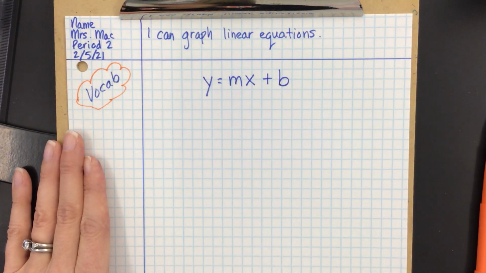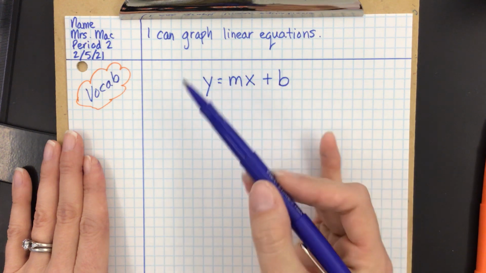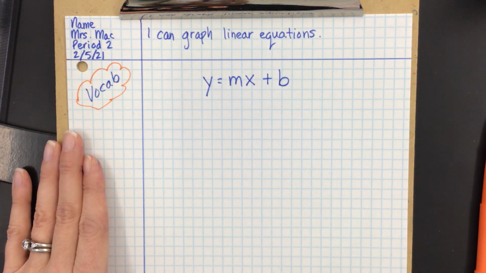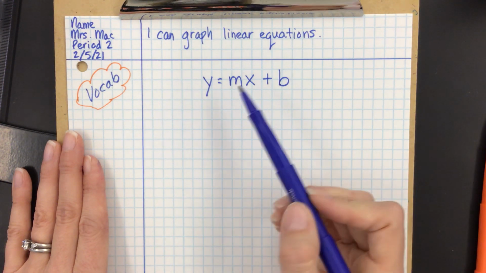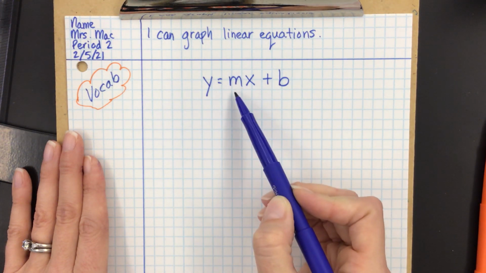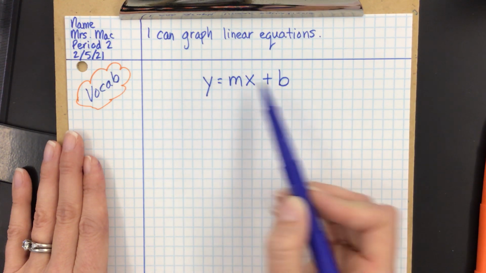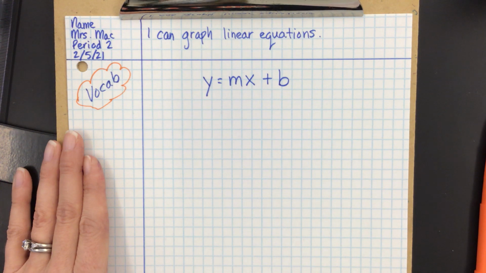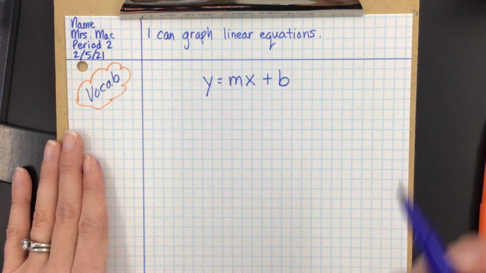Okay, and we're going to go over this in a lot of detail next week, because this week we were focusing on how to graph using input-output. Next week we're going to focus on how to use these numbers. This is going to be called the slope, and this is going to be called the y-intercept. I'm going to show you how to graph that way because it is a lot faster. But for today we're going to stick with the input-output.